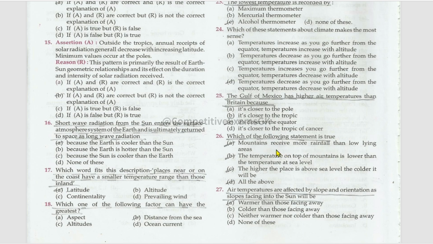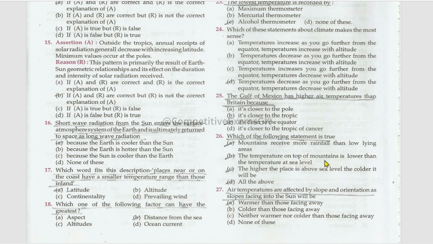Mountains receive more rainfall than low-lying areas, right? A mountain receives the highest rainfall on one side, but it doesn't receive the rainfall on the other side. The highest receiving side is called as what, and the lowest receiving side is called as what? Mention those names in the comments.